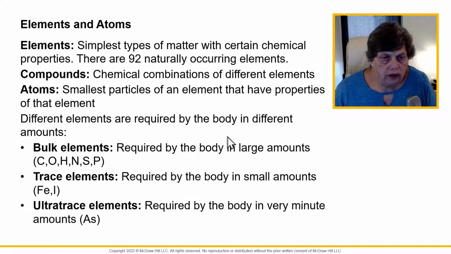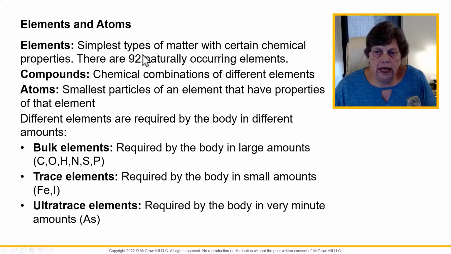Okay, so the first thing we have to look at is elements. Some of you have probably seen a periodic table of elements, and these are the naturally occurring types of matter that we have. They have specific names, and we have 92 of them naturally occurring, and some that have been artificially made. When we put one element with another element, we have a compound.